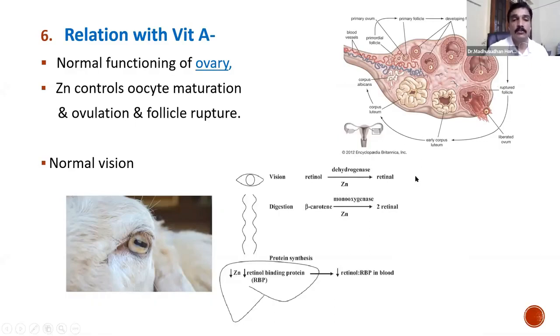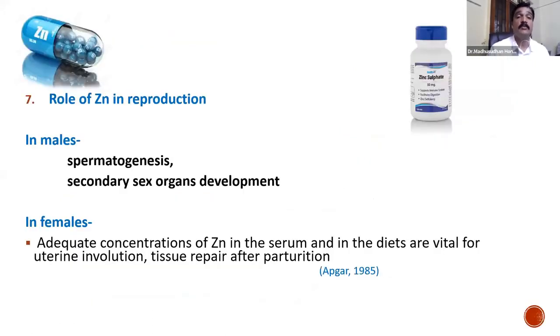And it also has a control on the normal vision. For the conversion of retinol to retinal, zinc is required. You can see this diagram. So it acts as a cofactor along with the dehydrogenase to convert the retinol to retinal. So if you can just imagine, if the zinc is absent, all of these functions are going to be hampered. It is also involved in reproduction.